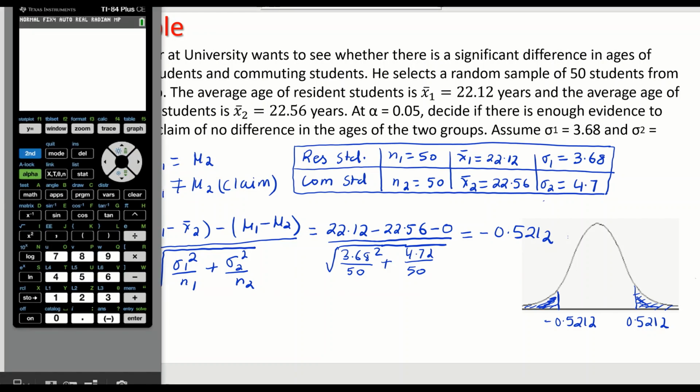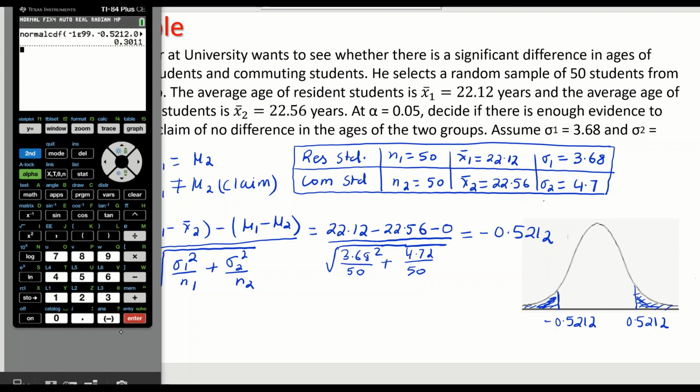So in our calculator, we go to second, then vars, and number 2. Here we are going from negative infinity up to negative 0.5212. So the lower limit is negative E99 or negative infinity. The upper limit is negative 0.5212. We are using the standard normal distribution because we are using the z-score. Paste all this information, hit enter.